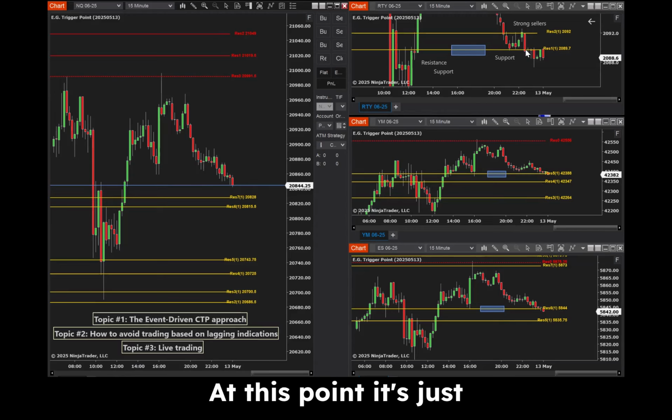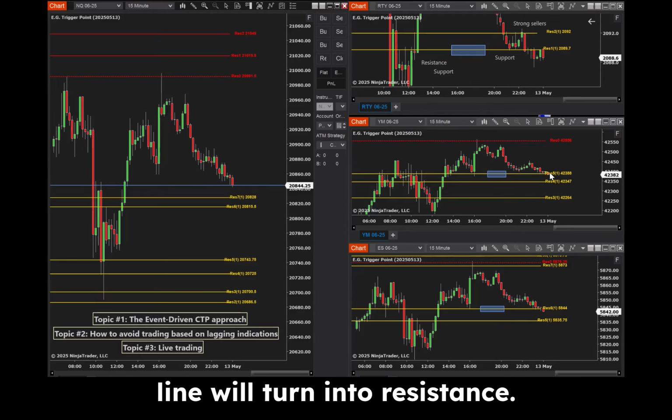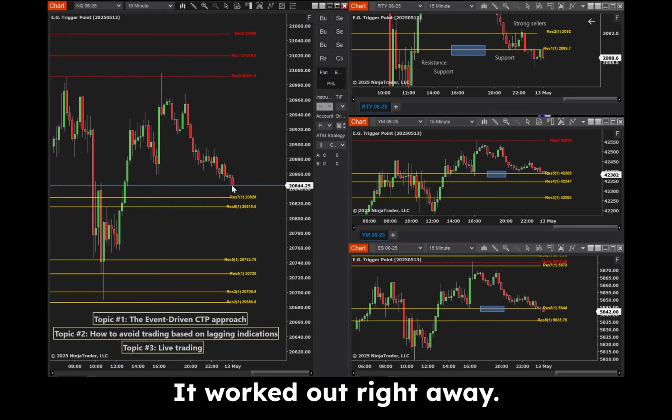At this point, it's just a matter of time that RTY will break and this line will turn into resistance. And the same behavior is expected on the correlated assets and of an intraday support that I marked here. Okay, now since I like to take my trades on NQ, I took the short trade on NQ. It worked out right away. It was beautiful. Okay, so this approach is an example of what I call context-based CTP.